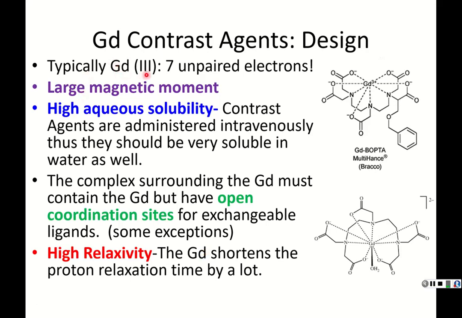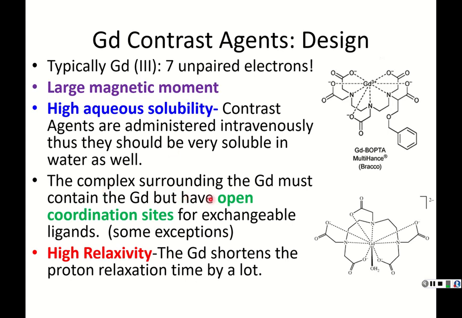Typically, gadolinium 3+ is used in these contrast agents. And when you do the electron configuration with gadolinium 3+, you see that it has 7 unpaired electrons. What that gives is a very large magnetic moment, and that large magnetic moment is good for contrast agents. It also has high aqueous solubility, which is good because contrast agents need to be delivered in an IV, so they need to be water soluble.